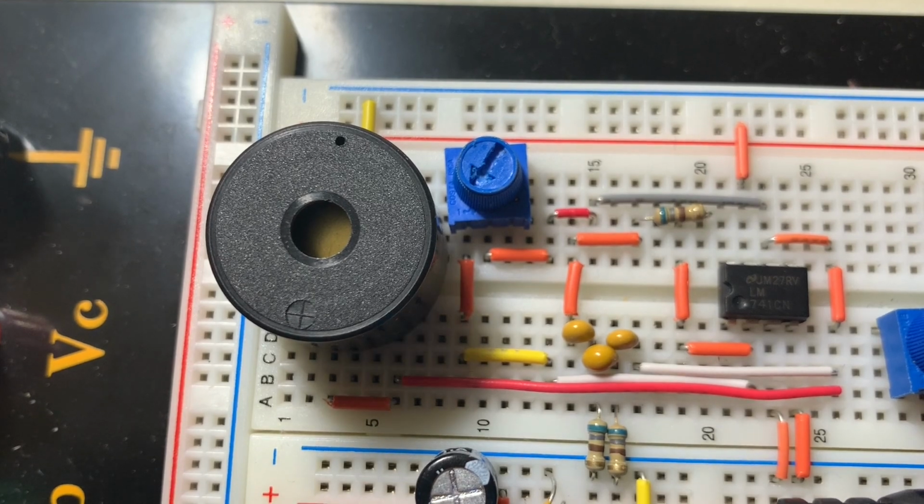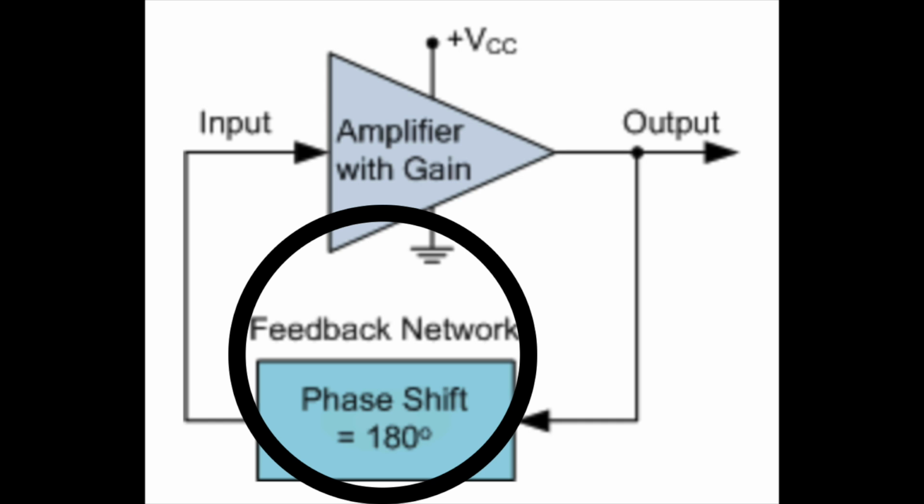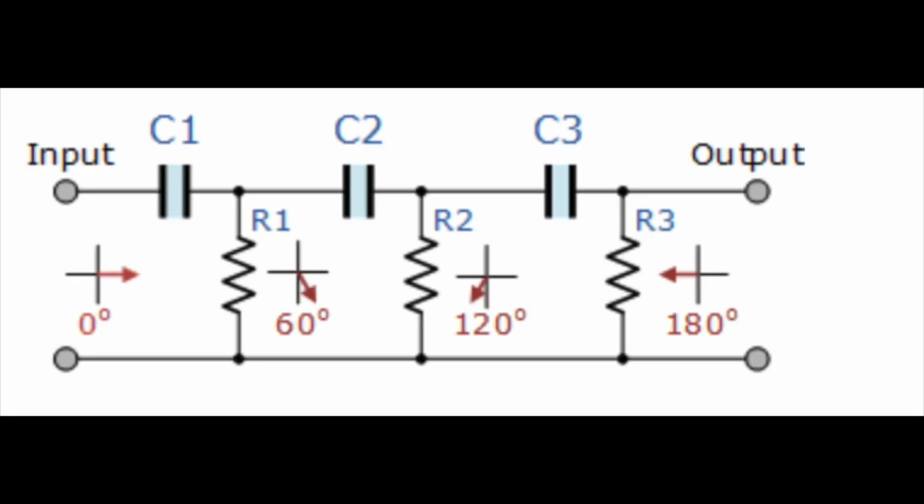Here's how it works. The RC phase shift oscillator has a feedback network and an amplifier with gain. The input is shifted 180 degrees through the feedback circuit, which produces an out-of-phase signal and is then rotated another 180 degrees in the amplifier. This results in a total of a 360 degree or 0 degree shift, producing a necessary positive feedback, resulting in a sine wave. The op-amp has positive feedback since the output is wired to the input.